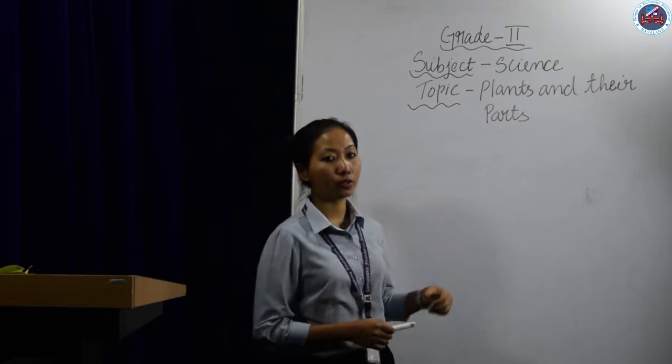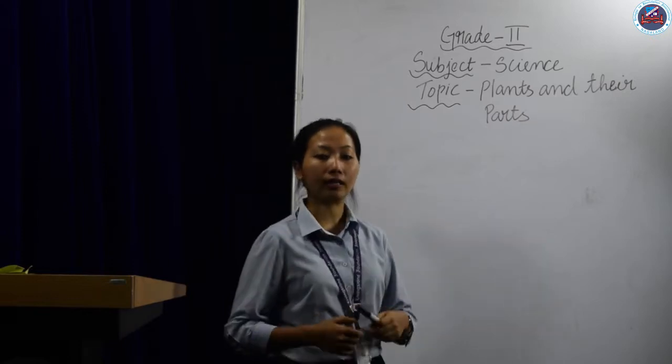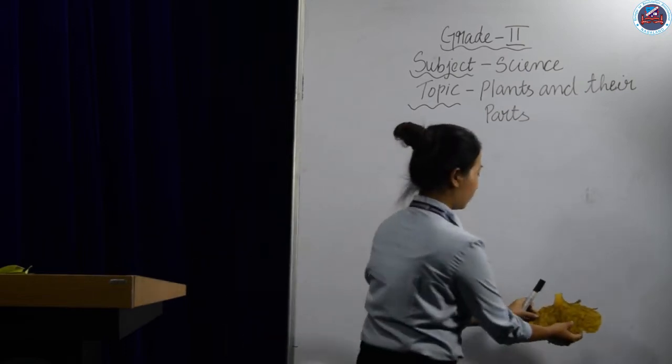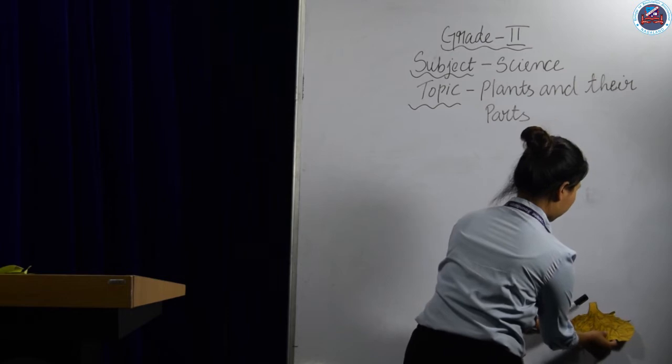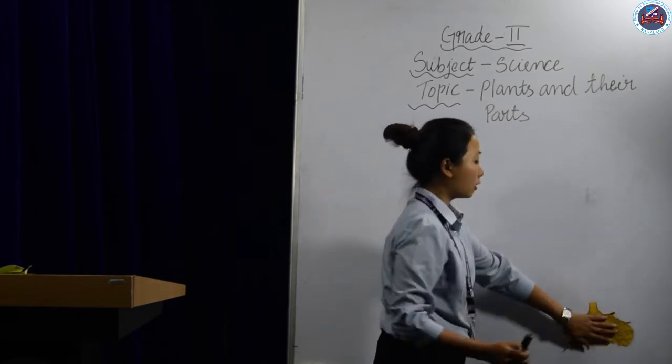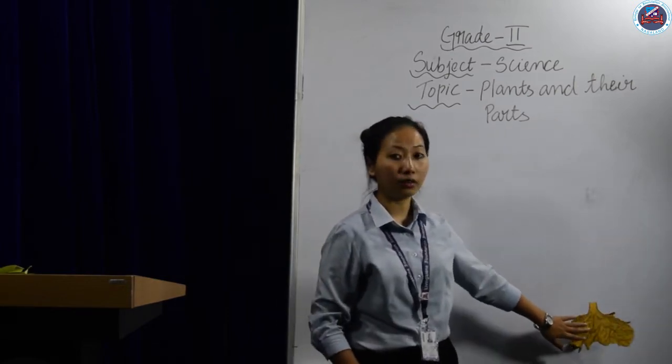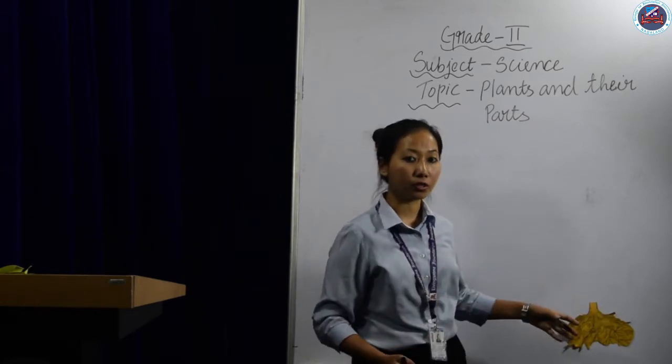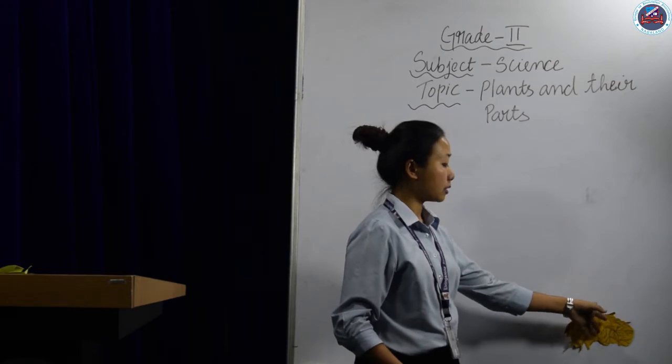Now let us look into the parts of the plant one by one and let us try to learn the role that they play. The first is the root. These roots are generally found underground, and the role of the root is that it collects the water from the soil and it supports the entire plant.